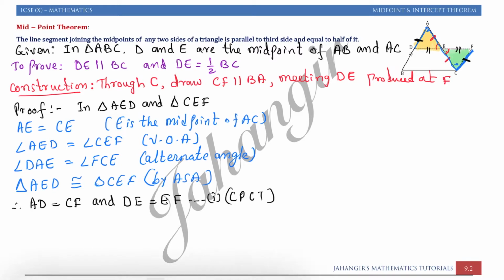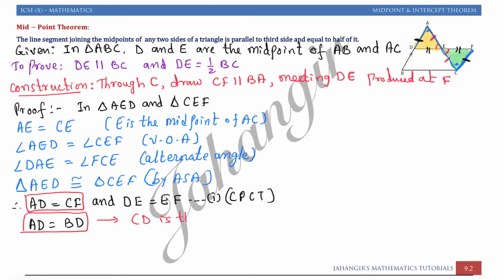Now what can we say? Now we can write D is the midpoint of AB. So therefore we can say AD and BD are equal. AD is equal to BD. See here, in this part we get AD is equal to CF, and here we can write AD is equal to BD. The reason I can write is D is the midpoint.